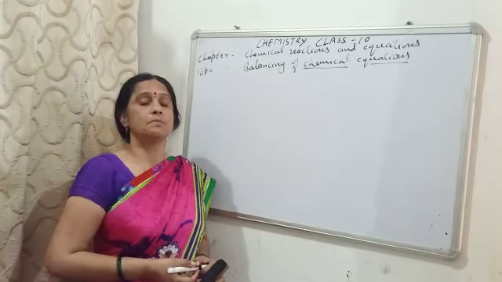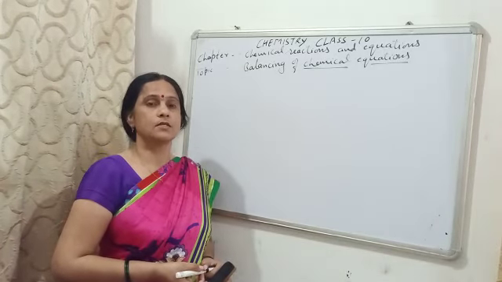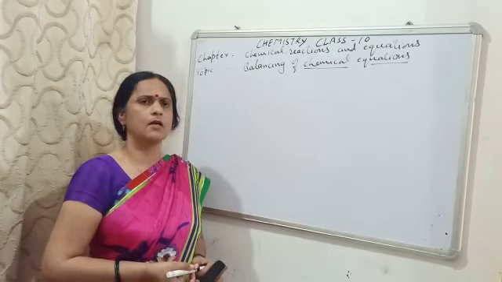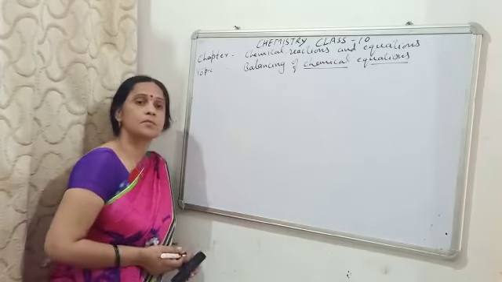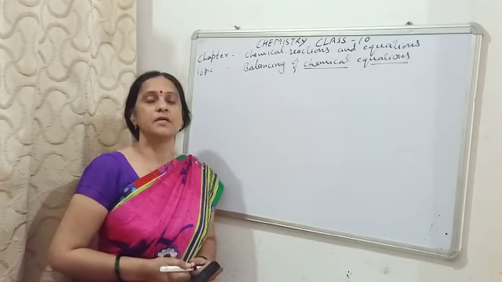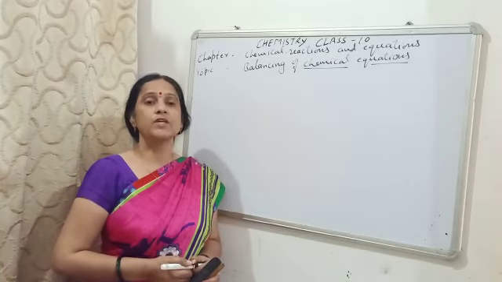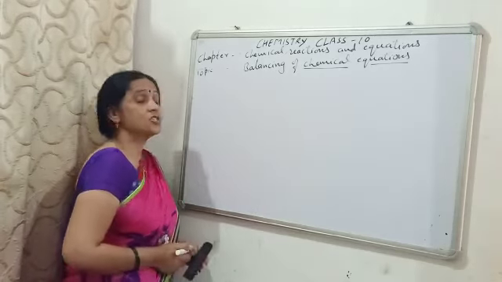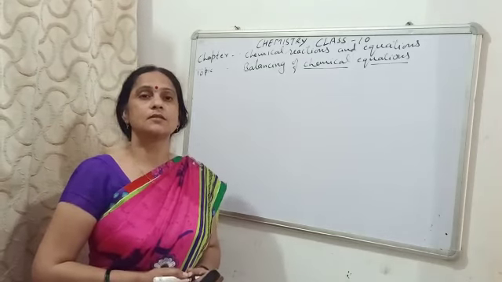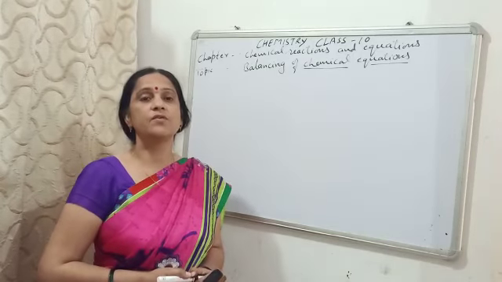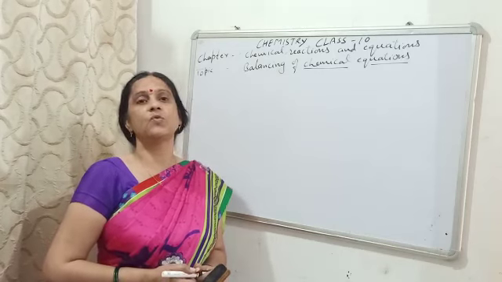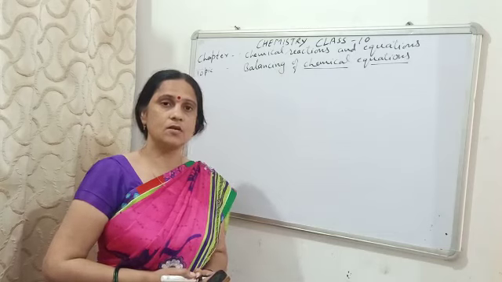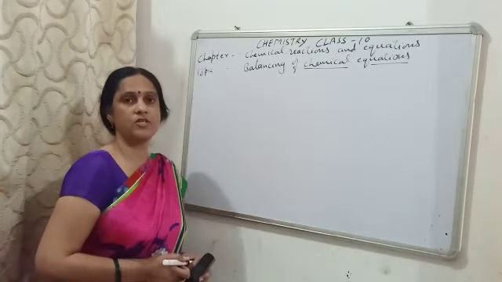Today's topic is balancing of chemical equations from the chapter first of class 10th chemistry. What is the balancing of chemical equation? Balanced chemical equation means when the number of atoms of each element in an equation is equal on both reactant and product side, it is called a balanced chemical equation.